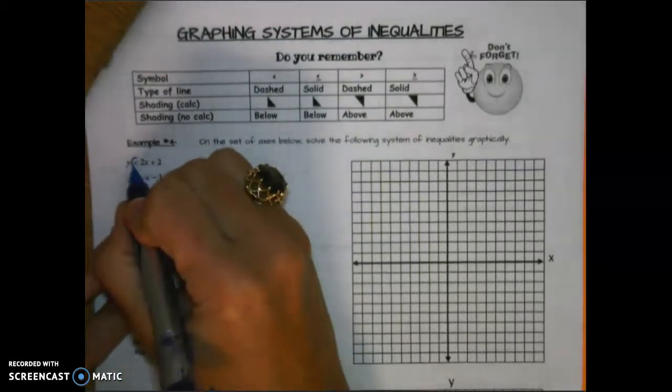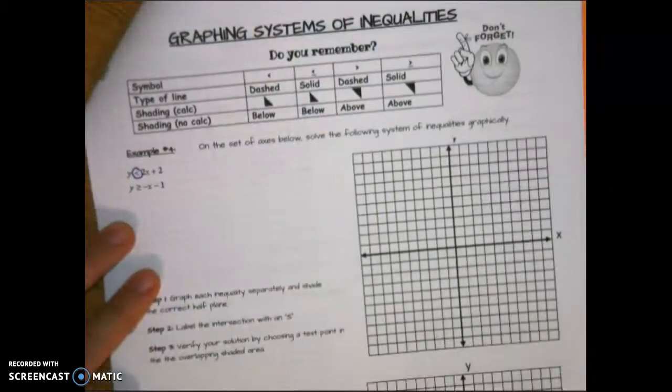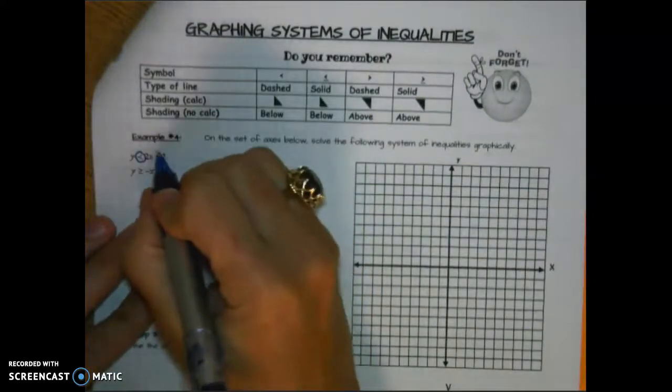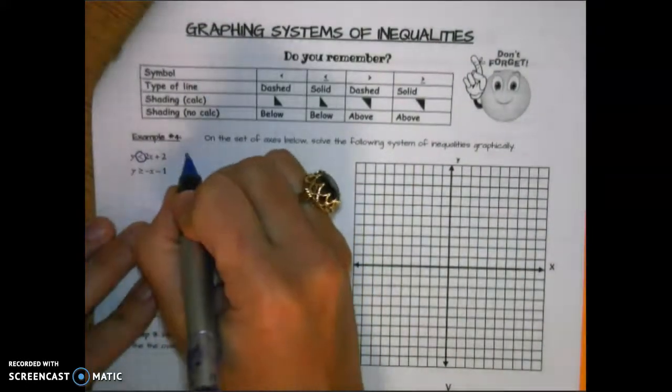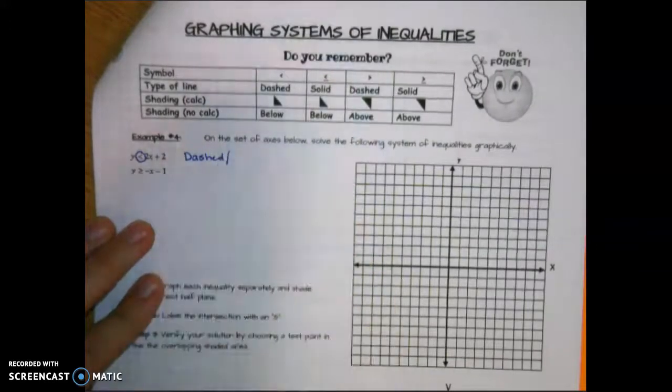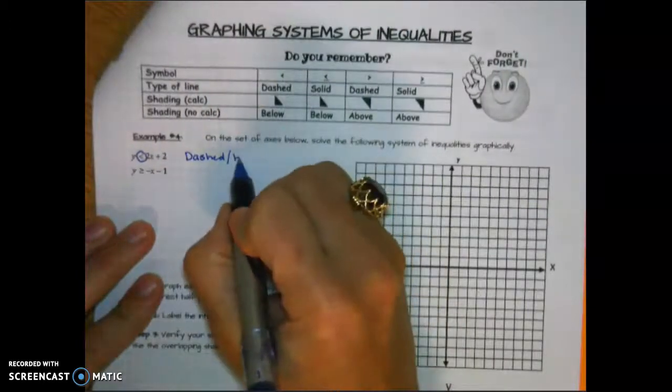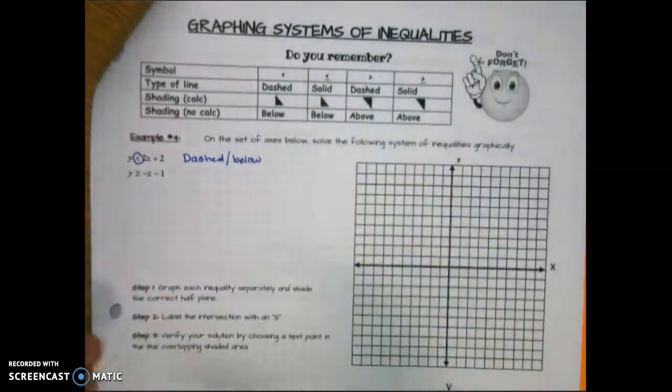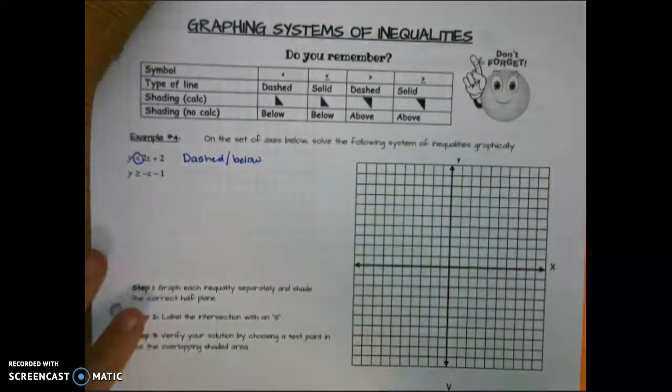Okay? So when we create one of these graphs, we're really just taking both inequalities and we're plotting them on the same coordinate plane. Okay, so my first inequality, y is less than 2x plus 2. So take a look at your symbol. What type of line will I have? This is going to be dashed because there's no equal sign. And then which way will I shade? Below the line.